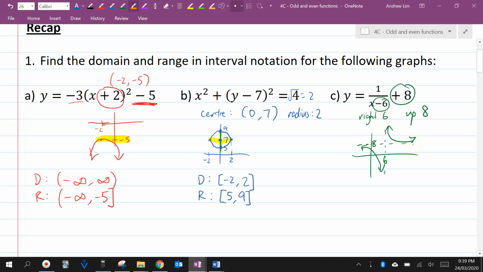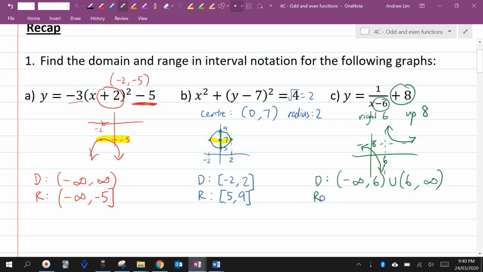Okay, and so therefore, we can see here that for the domain, we can have a look at the left arm, is from negative infinity all the way up to 6, but we don't include the 6, because it'll never touch the 6. Or the right arm, okay, so we need to use the union from 6 all the way to infinity.